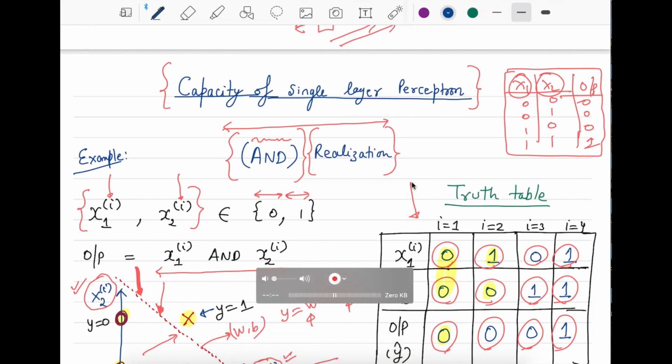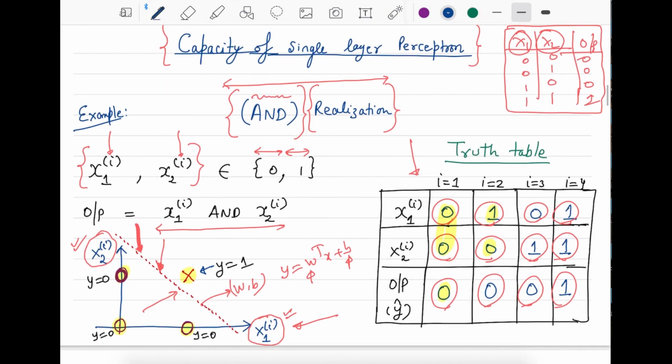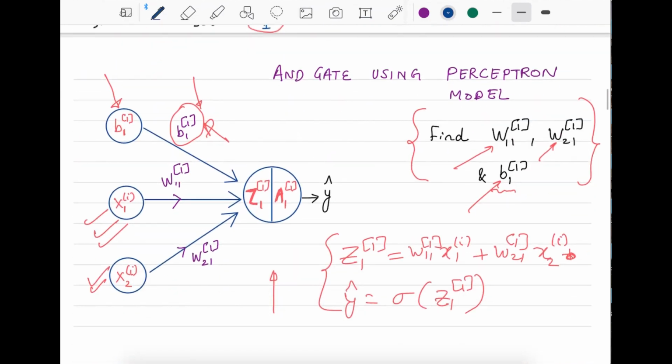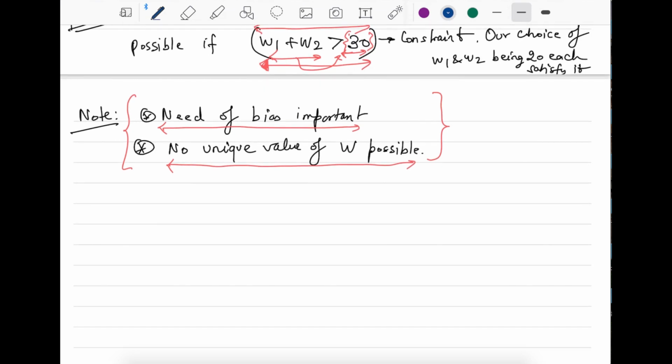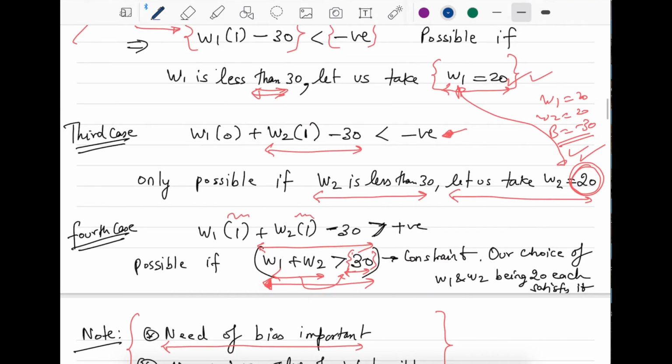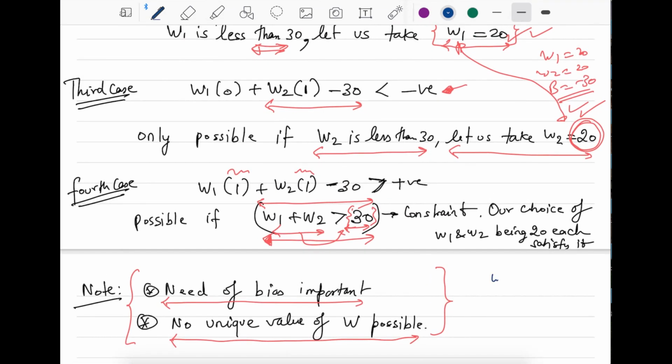Okay, so last time we discussed this AND realization, and the complete details of how we obtained W1 and W2 specifically for this AND gate. We came to the point where W1 and W2 and W3 are 20, and the bias was minus 30. So this is what we obtained.